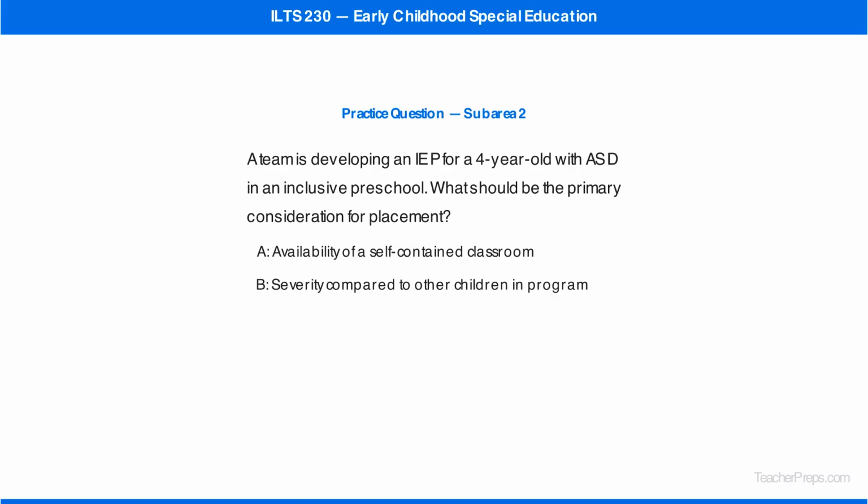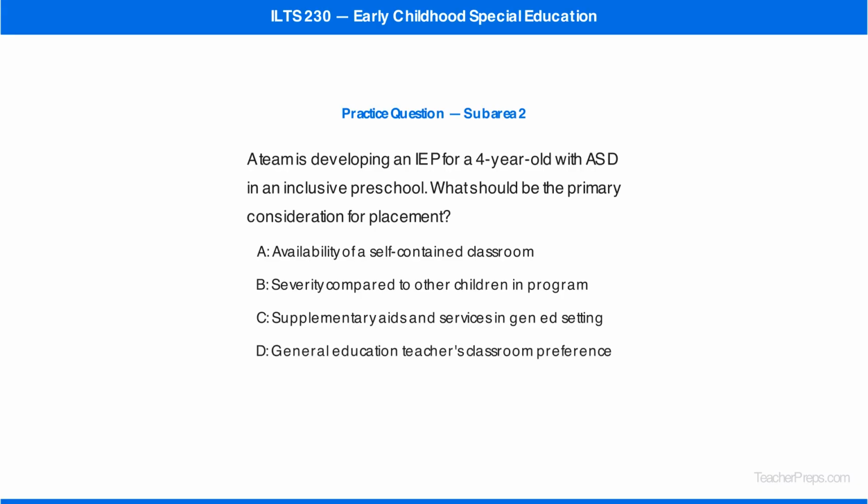A. The availability of a self-contained special education classroom in the district. B. The severity of the child's disability compared to other children in the program. C. The supplementary aids and services that could support the child in the general education setting. D. The preference of the general education teacher regarding classroom composition. Think about which principle drives placement decisions.